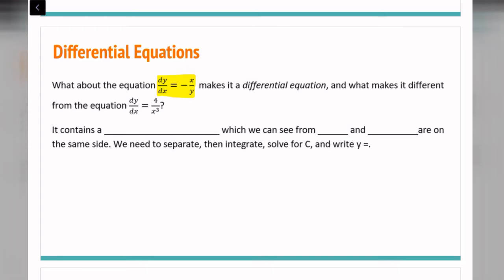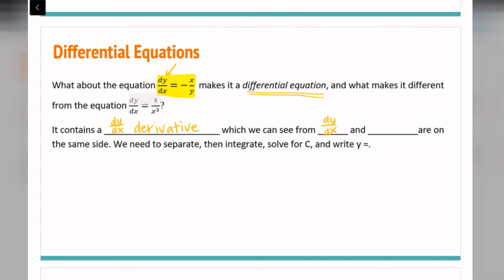is a differential equation because it contains a derivative, right? It has that dy dx. That's what lets me know that it is a differential equation because it has some sort of a derivative relationship. So it contains a dy dx or a derivative, which we know because we see the dy dx there. But now the next thing is what makes it different?